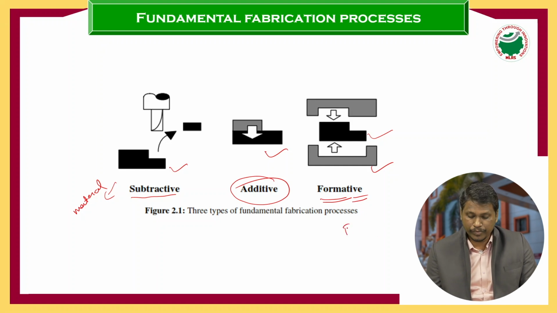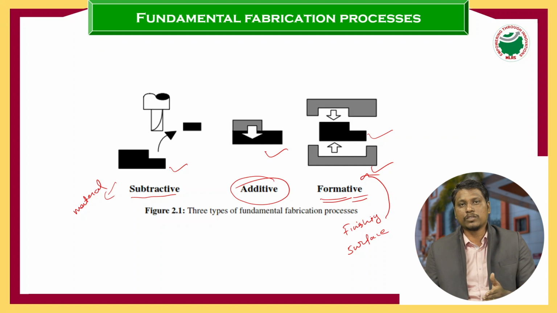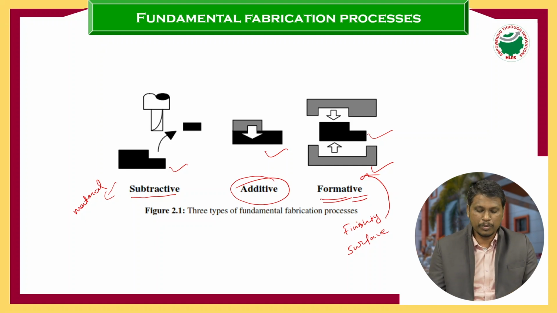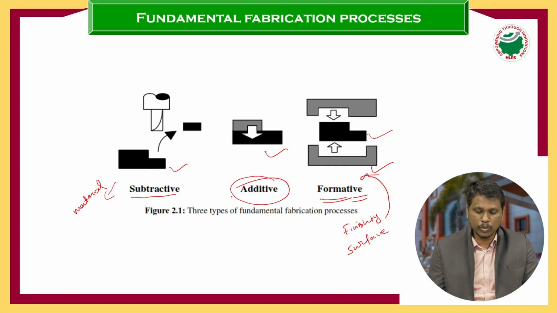Again, finishing operation, that means surface finish. For surface finish purposes, we have to do a lot of operations for the formative process. For example, if you are doing any casting, after completion of the casting we have to do a lot of post-processing to get a good surface finish. But coming to additive manufacturing, we are only adding the material required to attain our shape. So no need to waste any material in this process. Material wastage is very less compared to the remaining two processes. That is a very big advantage of the additive manufacturing process.